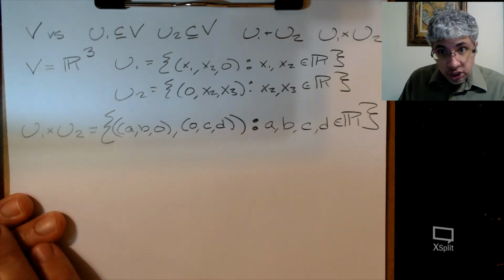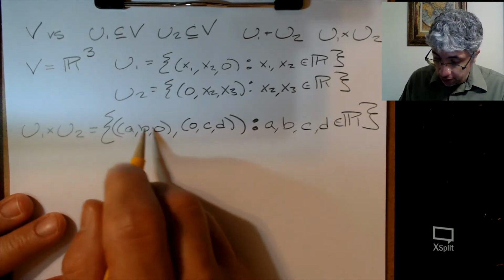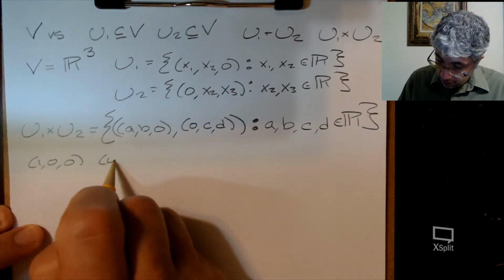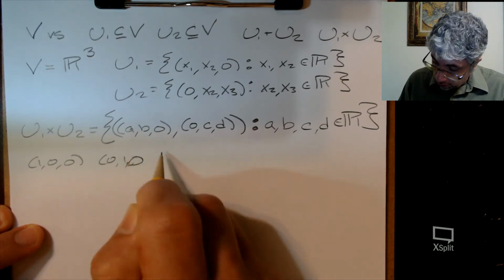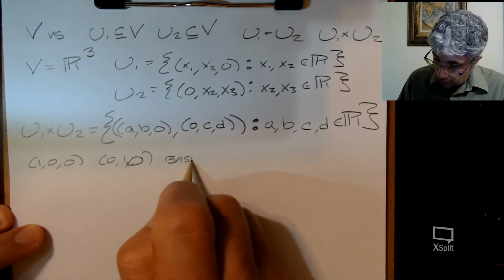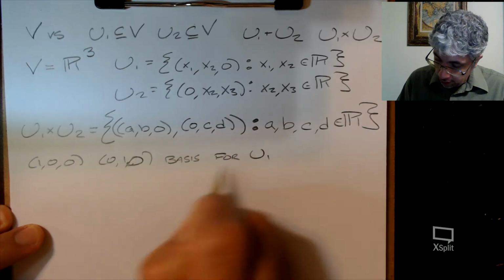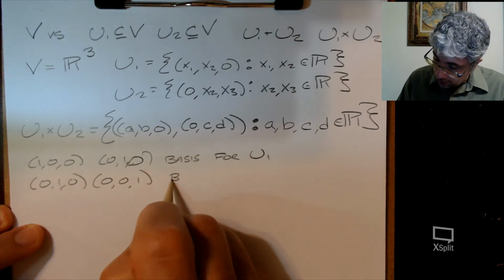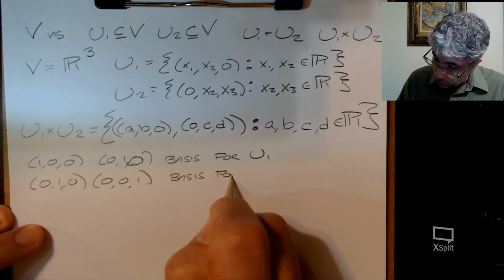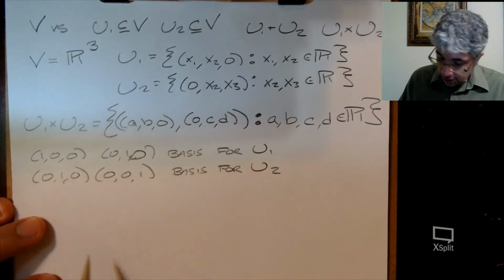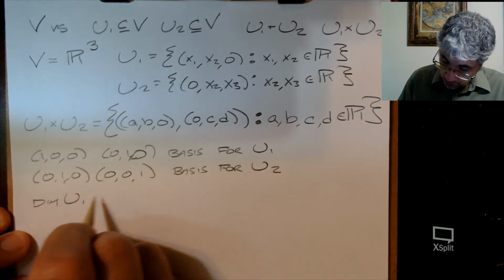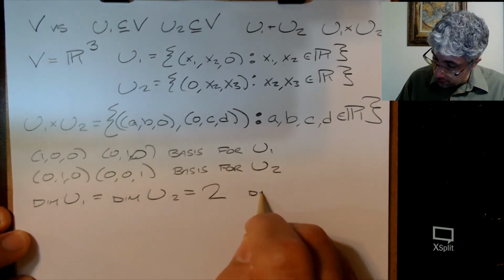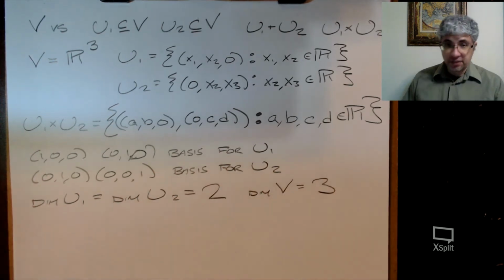I know what the dimension is because I could get a basis for U1, right, by taking (1, 0, 0) and (0, 1, 0). That's a basis for U1. And if I were to take (0, 1, 0) and (0, 0, 1), I'd get a basis for U2. So I know that the dimension of U1 equals the dimension of U2, which is equal to 2. I also know the dimension of V is 3 because it's R3.